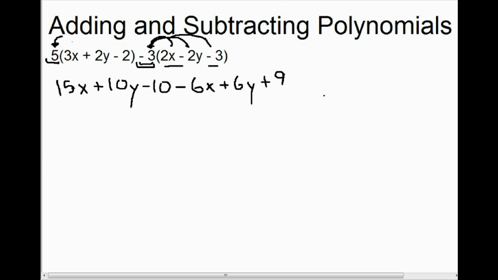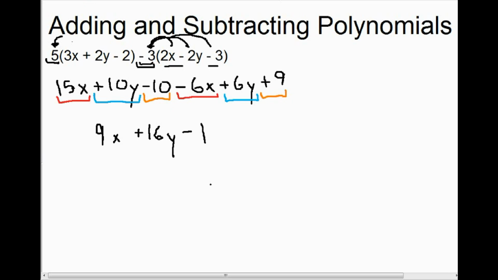And here you can see that by distributing these numbers into the brackets, we actually do get rid of the brackets. So once again, we're just left with a situation where we have to combine the like terms. 15x minus 6x is 9x, plus 10y plus 6y. So if I add 10 and then add 6, that means we're adding 16y. And minus 10 plus 9. So if I subtract 10 and then add 9, altogether that means I'm subtracting 1.